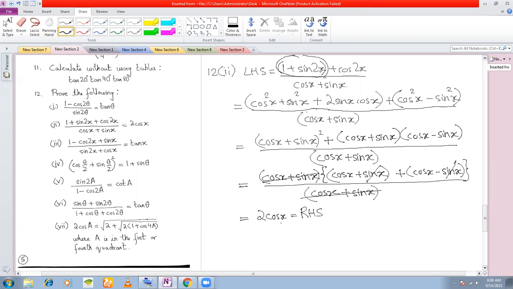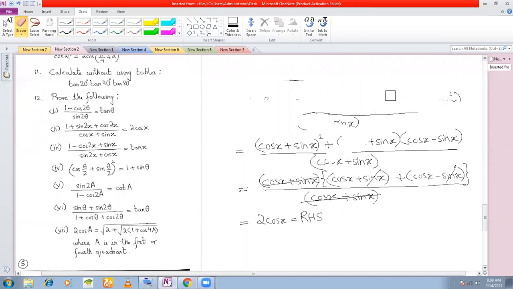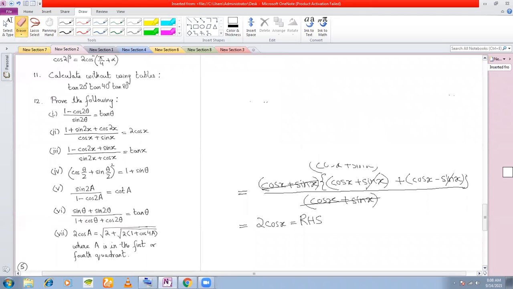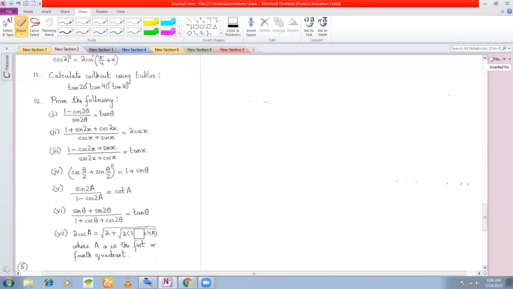Okay, another very important problem. Any question? Both of these were very important problems. We start with 12.3. This is very similar to 12.2.